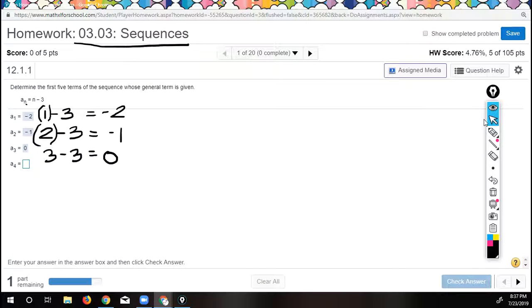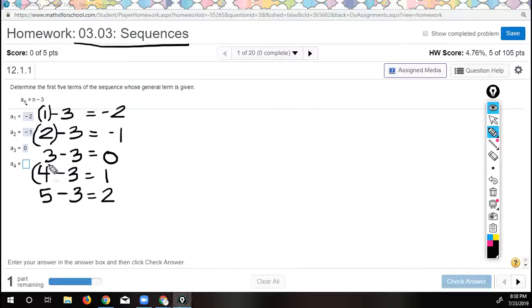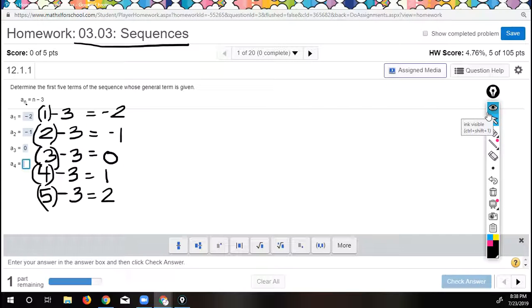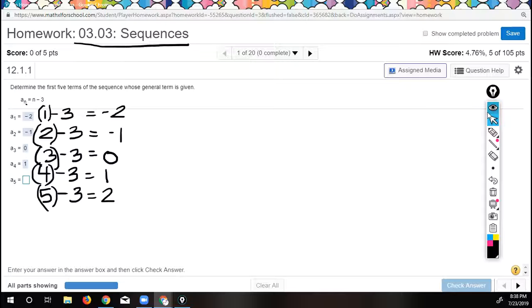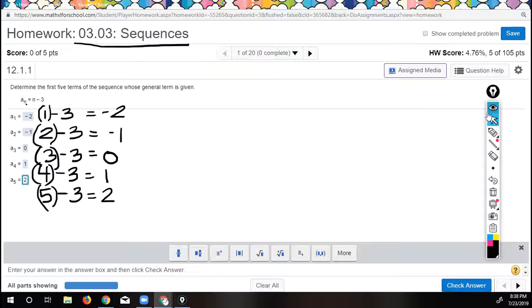Okay. Now they want a sub 4, so you plug in a 4 for that n. 4 minus 3 is 1. Let's go ahead and assume they're going to give us 5 next. So we'll try and play psychic here. So we're just taking the numbers that they give us and plugging it in for that n. So I plug in 4. 4 minus 3 gives me 1. And now we plug in 5. 5 minus 3 gives us 2.